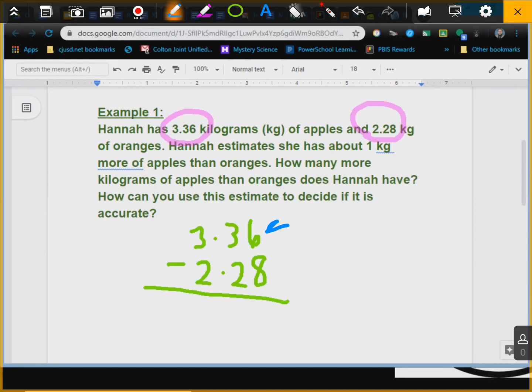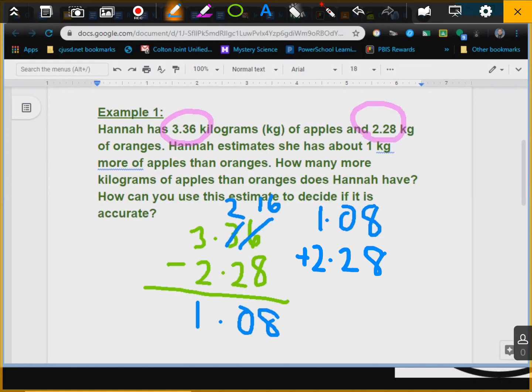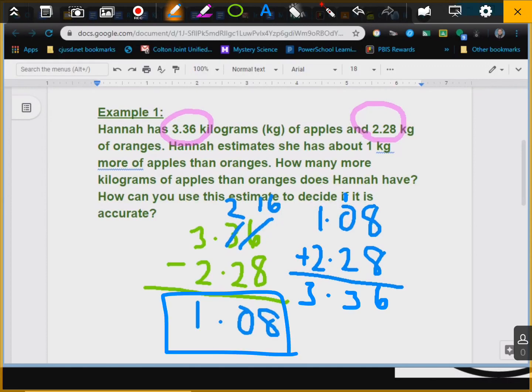So 6 is smaller than 8, so I need to regroup. That changes to 16, that changes to 2. 16 minus 8 is 8. 2 minus 2 is 0. Bring down your decimal. 3 minus 2 is 1. Alright, my answer is 1.08. And I can check to make sure that's my answer by adding 2.28. If I add that, I should get 3.36, which looks like I do. So this is definitely my answer.